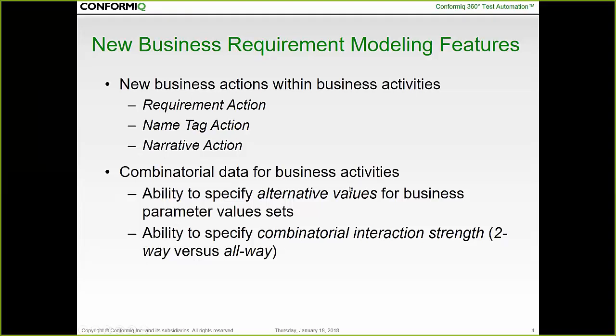Another important feature is the ability to specify combinatorial data as part of business activities. Value parameter sets so far allowed only one value per field for each value set. This has been extended so that now you can specify multiple alternative values. And similarly to the combinatorial action available for activities, within a business activity you can specify different strengths of interaction, for example take all pairs or take all combinations of the specified parameters. So with that, let me switch to the tool.